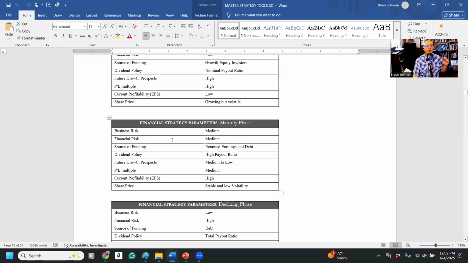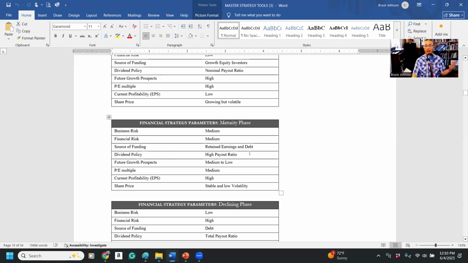So when you have a medium level of business risk because you're in the mature phase of business, then that department or that product line should be using retained earnings. So that's internal money of the company and debt financing to fund that operation. So again, we're aligning the business risk to the financial risk.